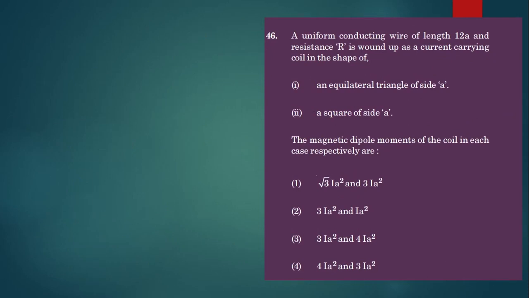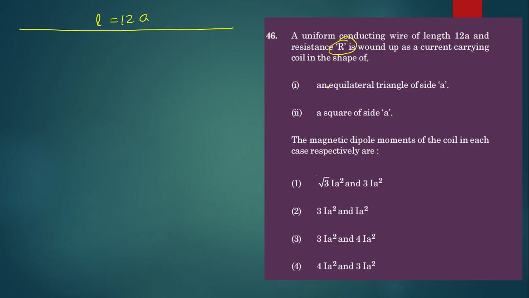This question belongs to the magnetism chapter. According to the description given in this question, there was a wire whose length was equal to 12A, where A is a constant, a unit. There are 12 units I can consider. And the resistance of this wire was equal to R. And this particular wire can also carry some current.